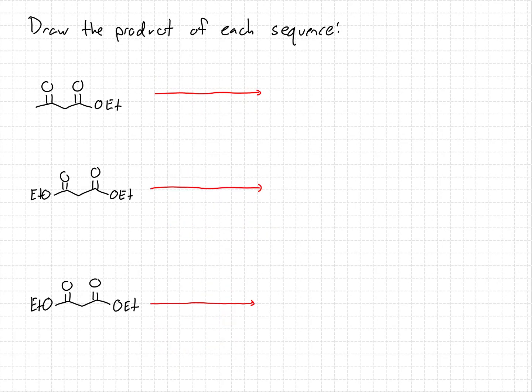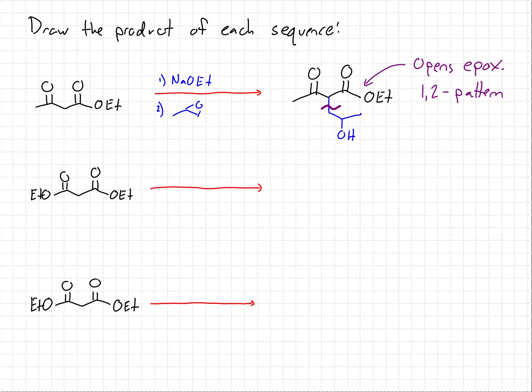All right, to start, I'm going to be walking through these one little piece at a time to see what happens. In the first case, we treat our beta-keto ester with sodium ethoxide to generate an anion, which will then open up this epoxide as electrophile. So since this opens the epoxide, we have our 1-2 pattern in our product, where we have the alcohol group separated from where we formed our new carbon-carbon bond.